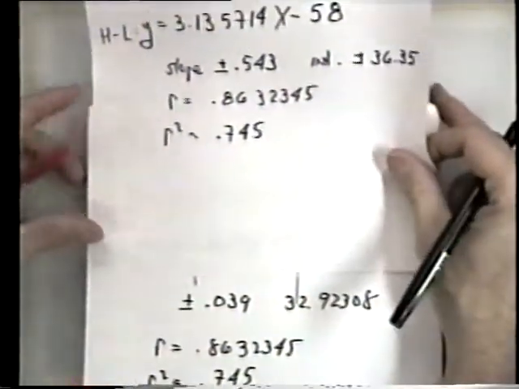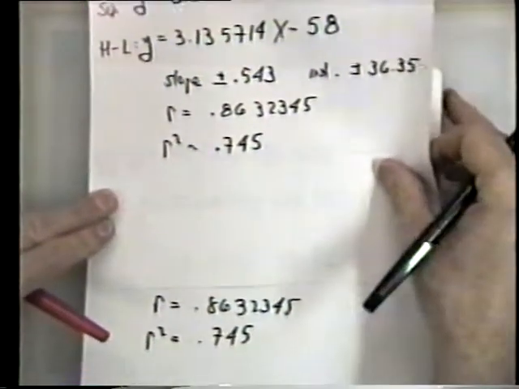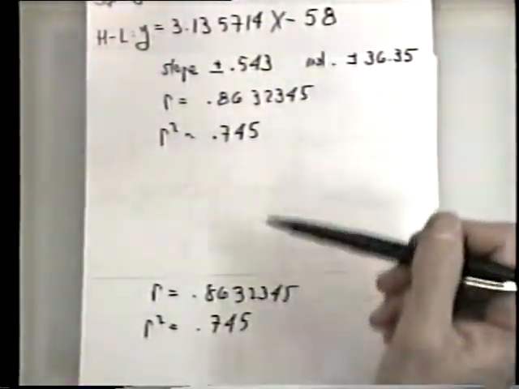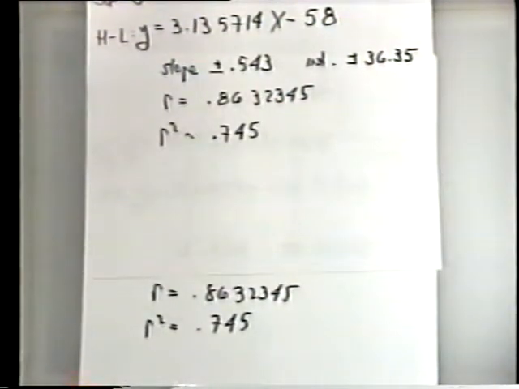Now you'll notice this is exactly the same R value as we had when we did the other regression. And in fact, this is what always happens: R is independent of whether we fit y on x or x on y, because the way R is determined has to do with the goodness of fit, and so isn't affected by whether we do one or the other.